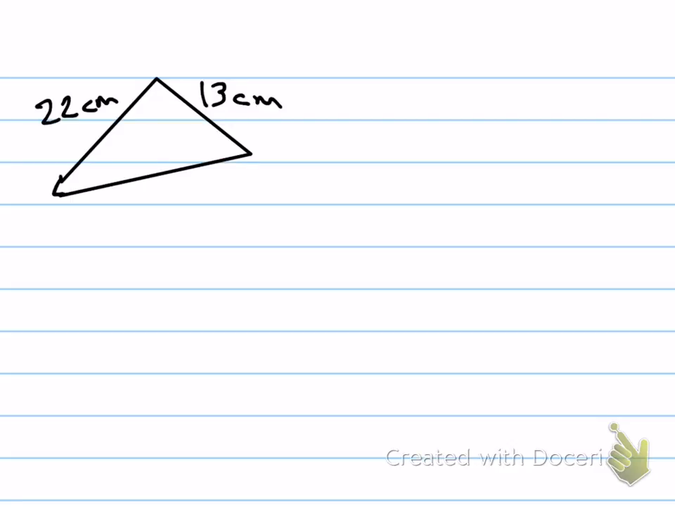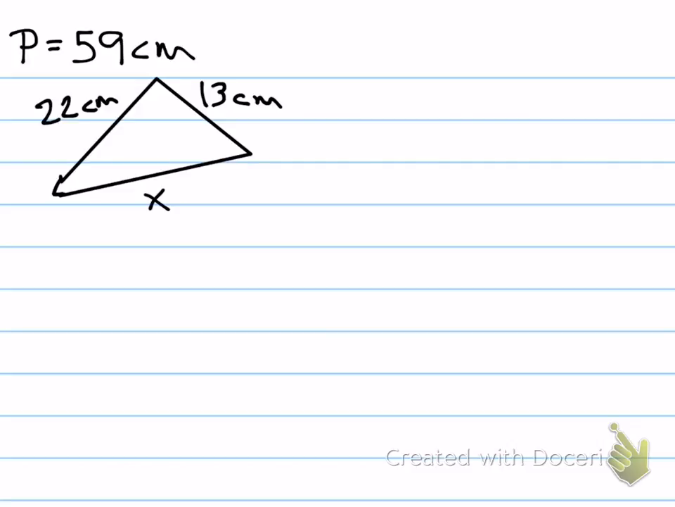Okay, so now let's say I'm trying to find the perimeter. What kind of shape is this? Triangle. So here's my dimensions of the triangle. 22 centimeters, 13 centimeters, and I don't know. And now my perimeter is 59 centimeters.